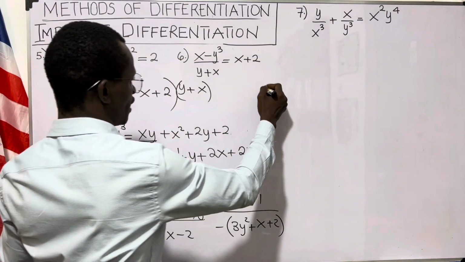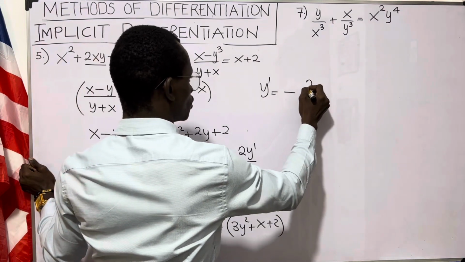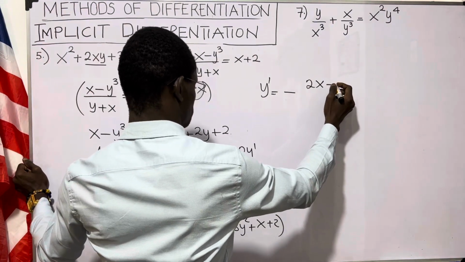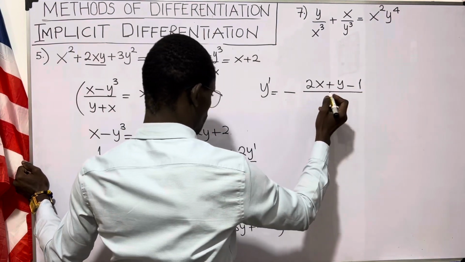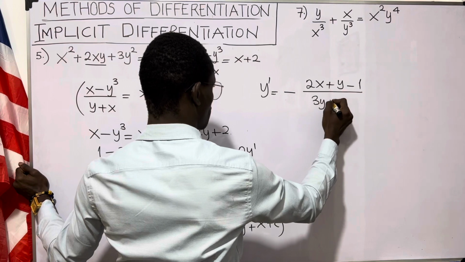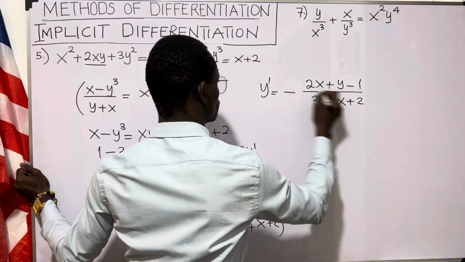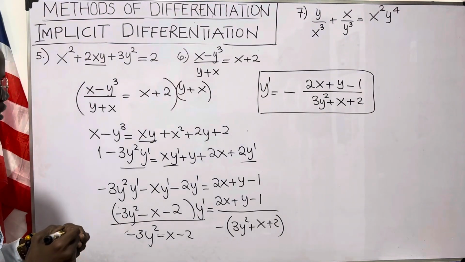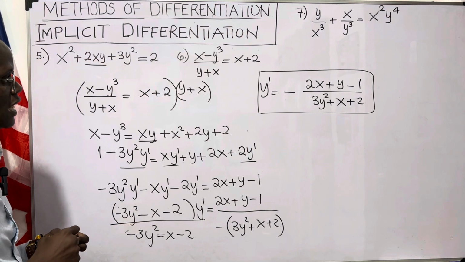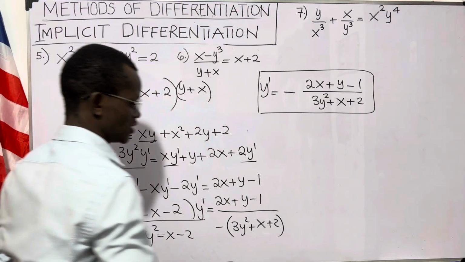So finally, we can have y prime to be negative 2x plus y minus 1 all over 3y squared plus x plus 2. So we can call this our final answer, right? We call this our final answer.